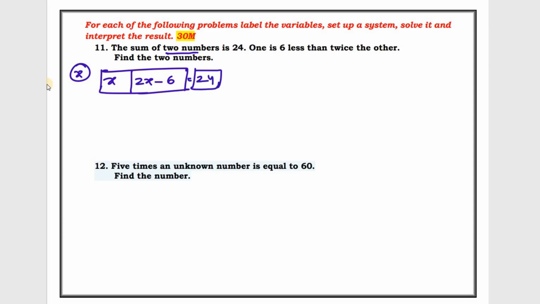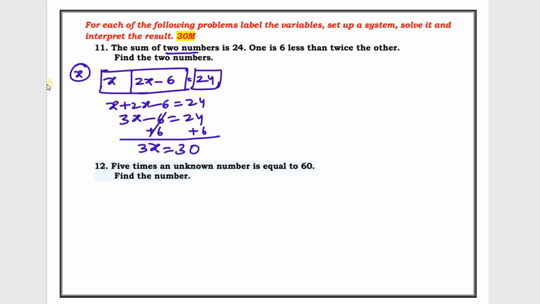Let's solve this equation. The sum of these two is equal to 24. x plus 2x minus 6 is equal to 24. So 3x minus 6 is equal to 24. Adding 6 on both sides gives me 3x is equal to 30. If I simplify, I'll get x is equal to 10. You have to divide by 3 on either side.